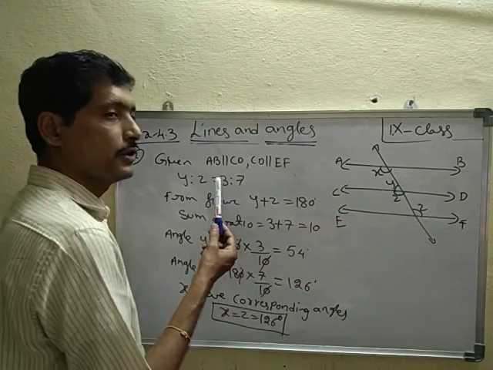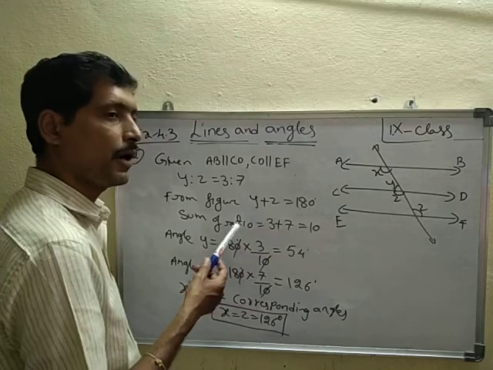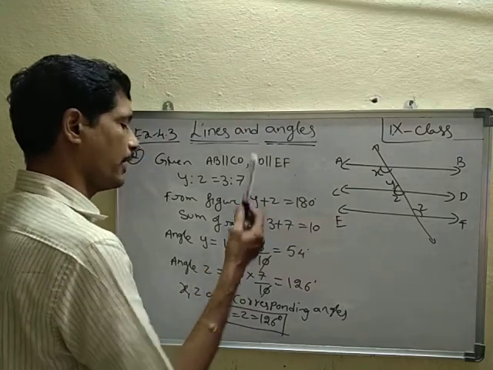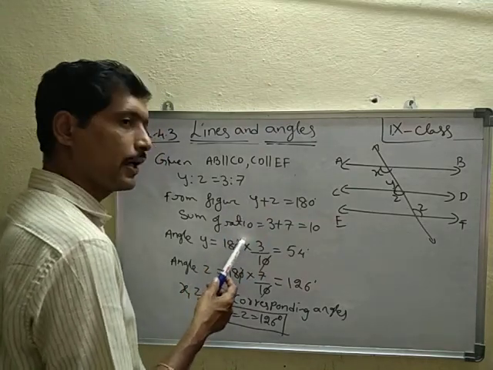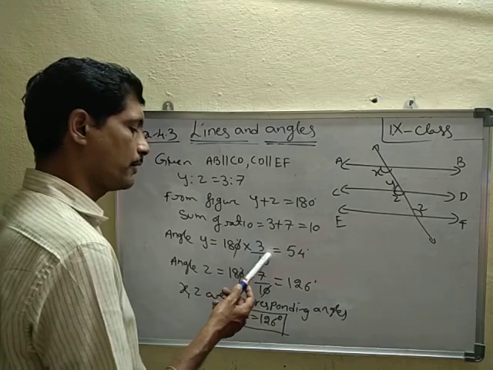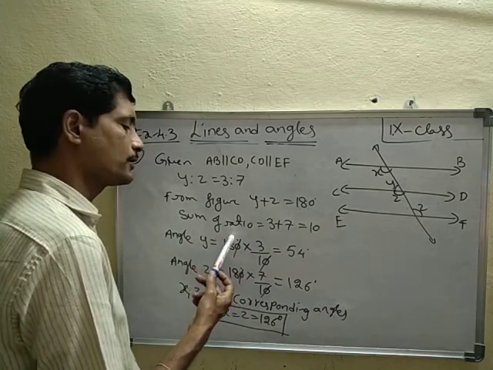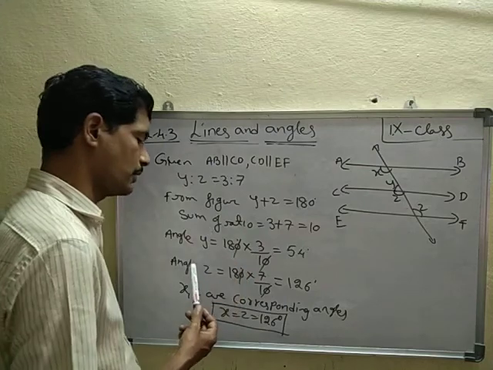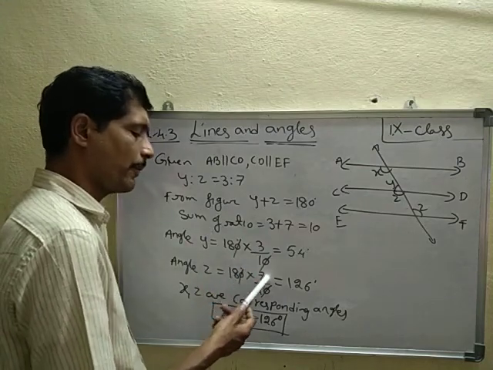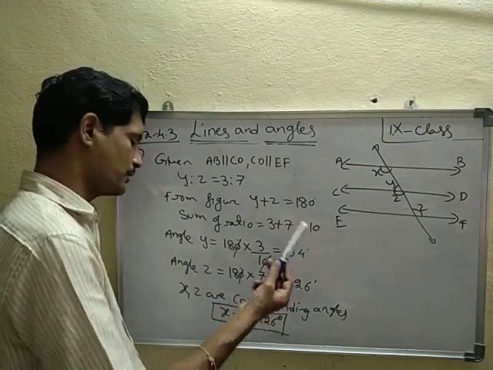Therefore, y is to z equal to 3 is to 7. Therefore, sum of ratio equal to 3 plus 7 equal to 10. Angle y equal to 180 into 3 by 10. 10 get cancelled. 0 0 get cancelled. 18 into 3 that is 54 degrees. Angle z equal to 180 into 7 by 10. 0 0 get cancelled. 126 degrees.